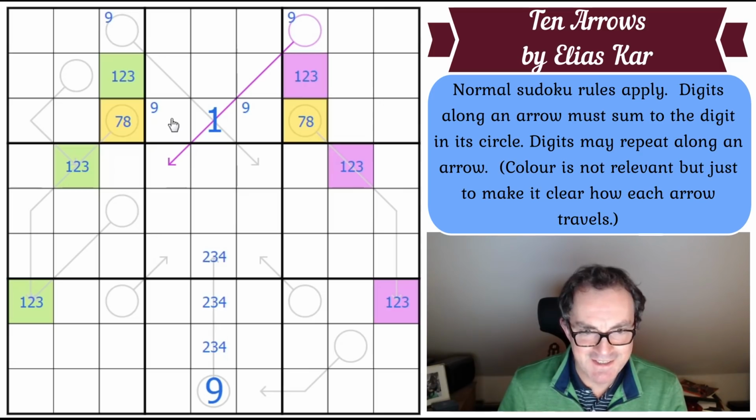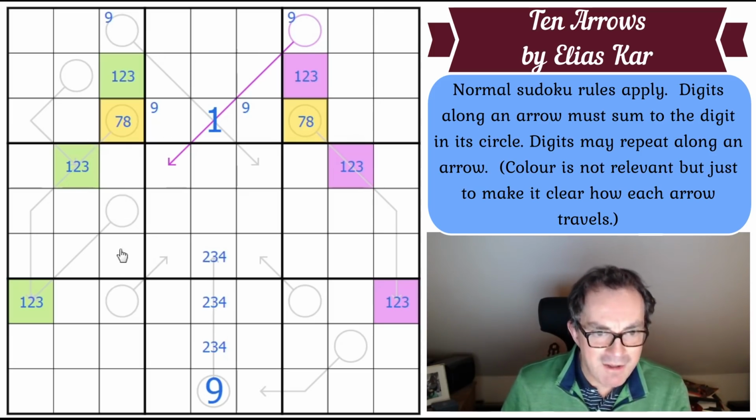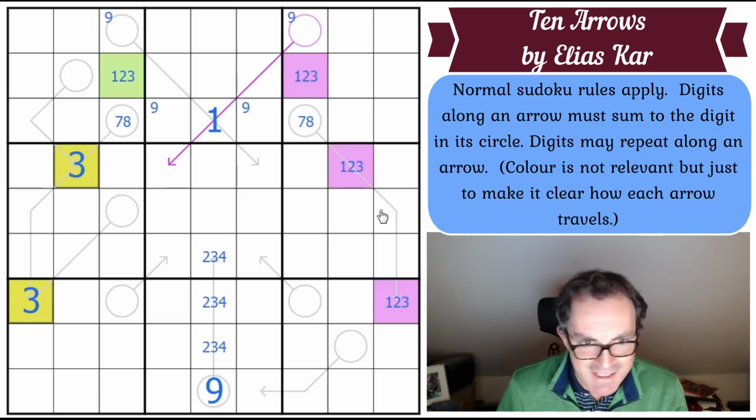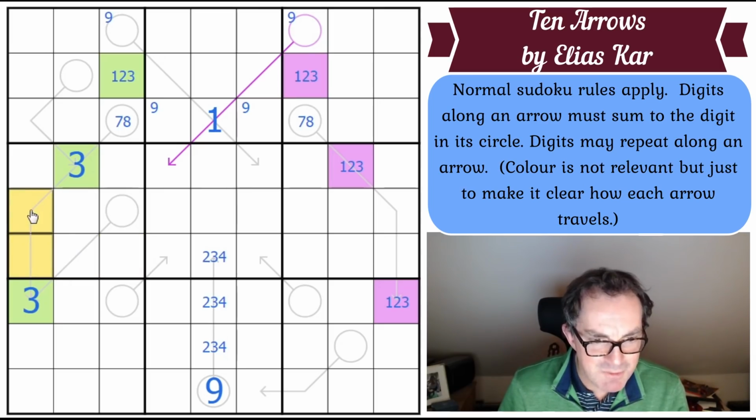That restricts all of these cells. You now can't have a repeated 3. If you've got a repeated 3 in the coloured cells, what do these squares have to be? Well, the minimum I can make them is 1 and 2. This would have to at least be 9.